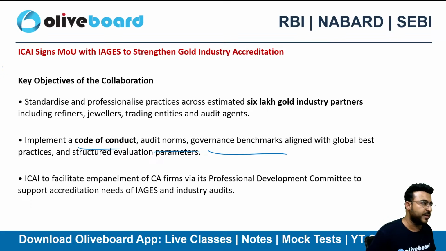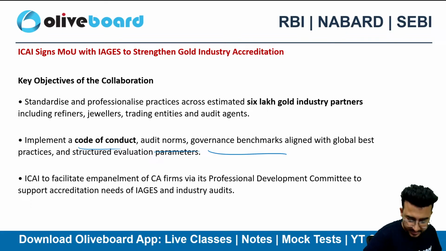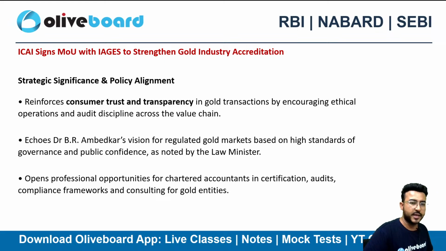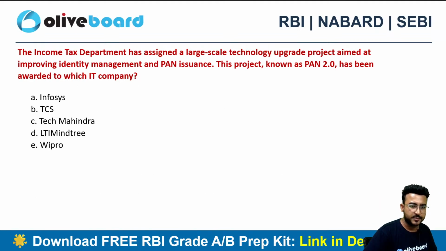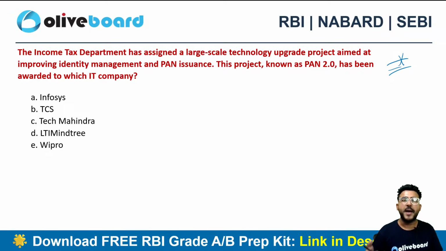Whichever MOUs have been signed that are relevant, what you can do is make a single or 2-page summary for that. Again, if you are a part of the paid course, we are already giving these MOUs in a very summarized manner in the magazines. You can do it from that as well. Again a high probability question. The income tax department has assigned a large scale technology upgrade related to PAN issuance. This is also known as PAN 2.0.